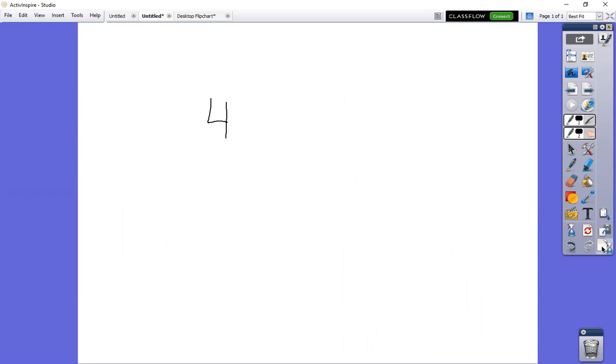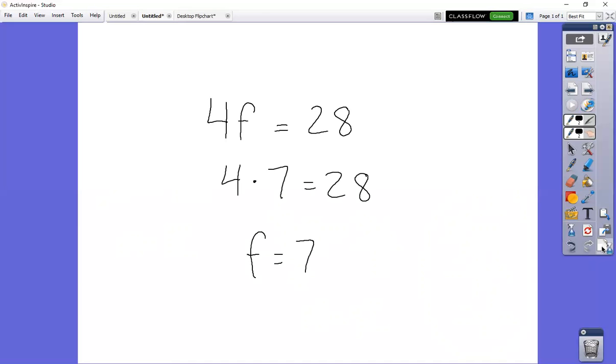Let's do 4f equals 28. 4f equals 28. So that just means 4 times what equals 28? 4 times what equals 28? Well, 4 times 7 equals 28. So that means f equals 7. Because if I were to take out this f and put a 7 there, that would mean 4 times 7 is 28. Okay, we're going to do another one.